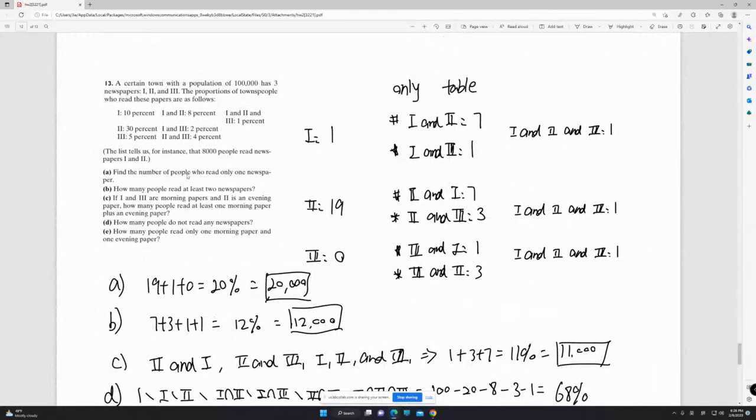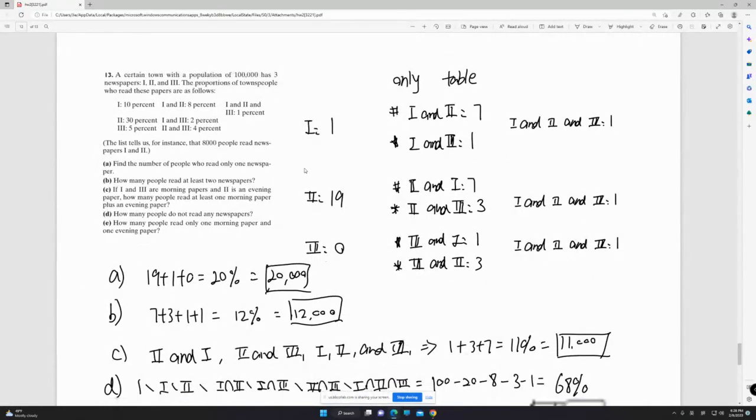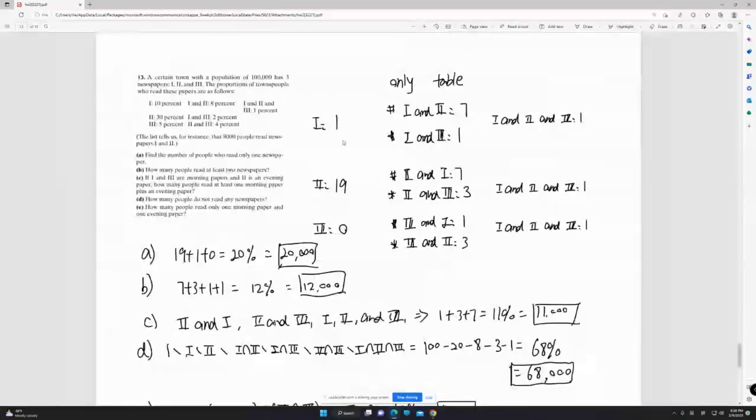Find the number of people who read only one newspaper. So we're looking for people who only read one type of newspaper. So that'll be the sum of those 3. So that will be 1 plus 0 plus 19, equal to 20%. That's equivalent to 20,000 people.